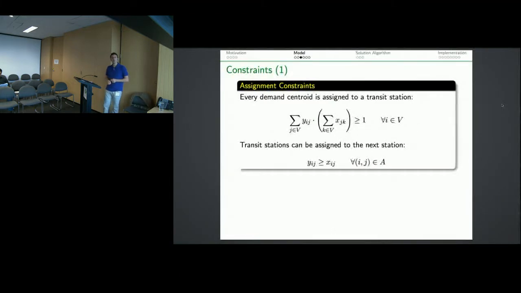The assignment constraints are probably the most important constraints here. They roughly express the fact that every demand centroid should be assigned to at least a transit station. So they are quadratic constraints. They're represented as an inequality, but we could have an equality for the first one. We could assume that you only assign to a single station, but of course, since the objective is to minimize the assignment cost, the upper constraint is always binding. And the transit station can be assigned to the next station, as I just told you. So basically, that's why we need to take out this cost in the objective.